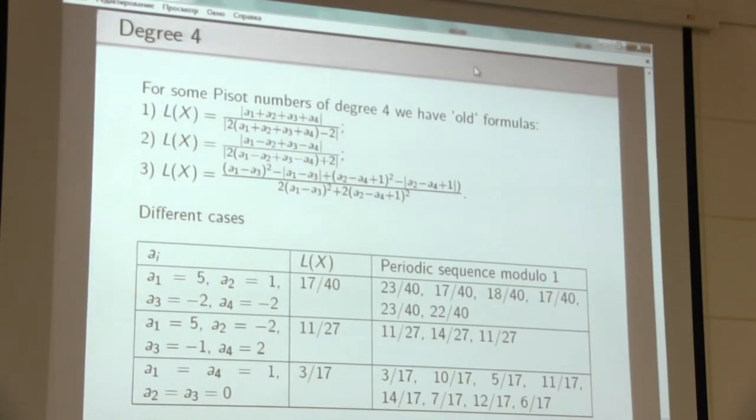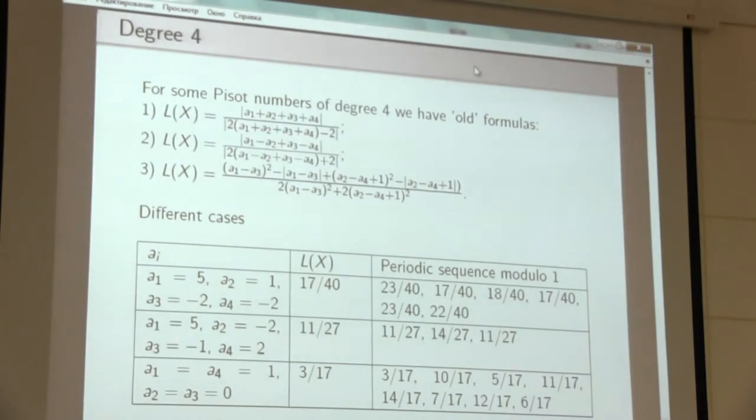And for degree 4, there are no such exclusive formulas. There are some numbers which satisfy our previous formulas, but there are different cases. There are three of them I wrote down, when the periodic sequence does not satisfy this formula, and the period of this sequence is different. For example, we had only 1, 2, and 4 previously for the cases of 1, 2, and 3. And here are the periods of 6, 3, and 8.